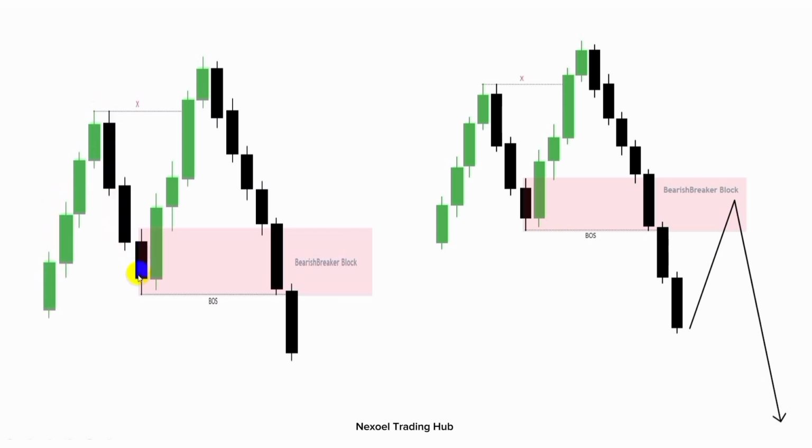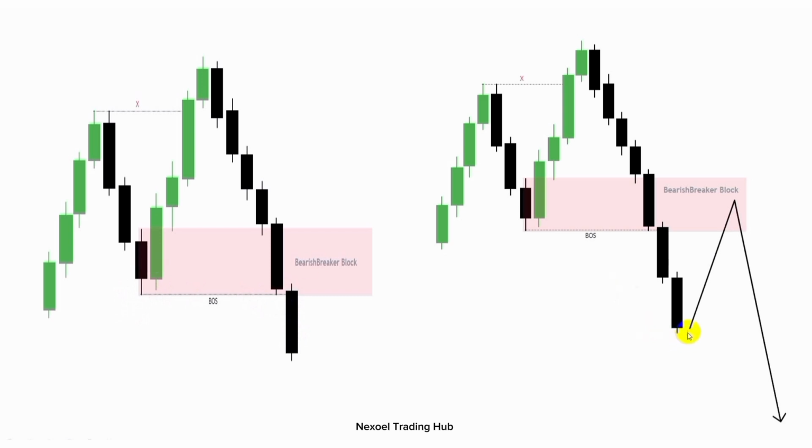Price created a pullback. We have our bullish breakout block. This is our last down close candle before the bullish move of price to the upside that broke through this high. But now we can see that the institution sponsored a bearish move and broke the swing low points, leading to a market structure shift, because you can see that this candle body closed below the swing low.